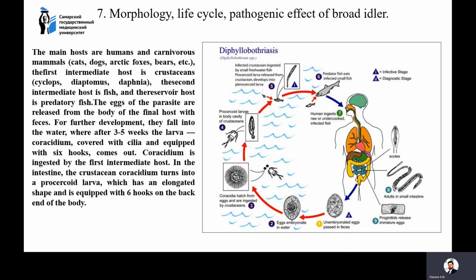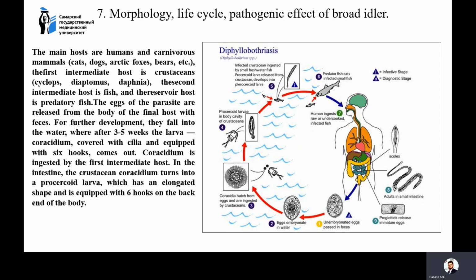The main hosts are humans and carnivorous mammals: cats, dogs, Arctic foxes, bears. The first intermediate host is crustaceans: cyclops, diaptomus, daphnia. The second intermediate host is fish, and the reservoir host is predatory fish.